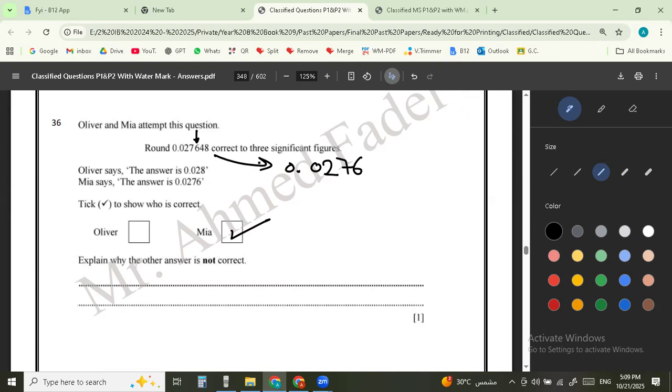They're not asking you to explain why Mia is correct. They're saying to you why the other answer is not correct. So why Oliver is not correct. Because Oliver did what here? Oliver rounded to 2 significant figures. He looked at the 7 and looked at the digit after it. He said it's strong, so the 7 goes up. So you can write here, Oliver rounded to two significant figures.